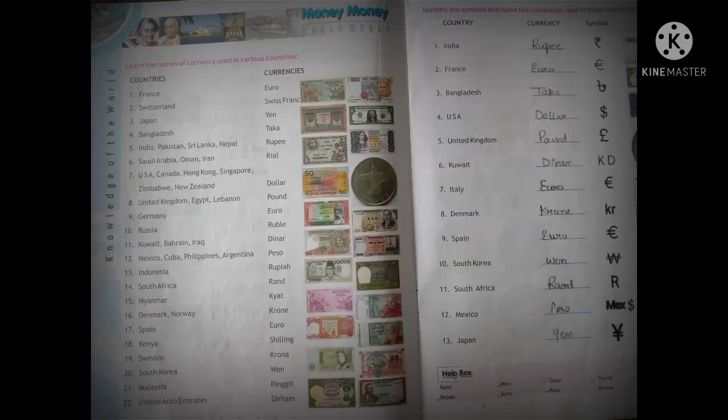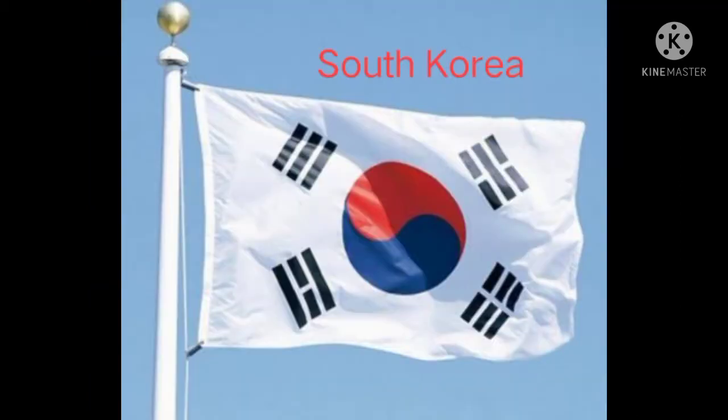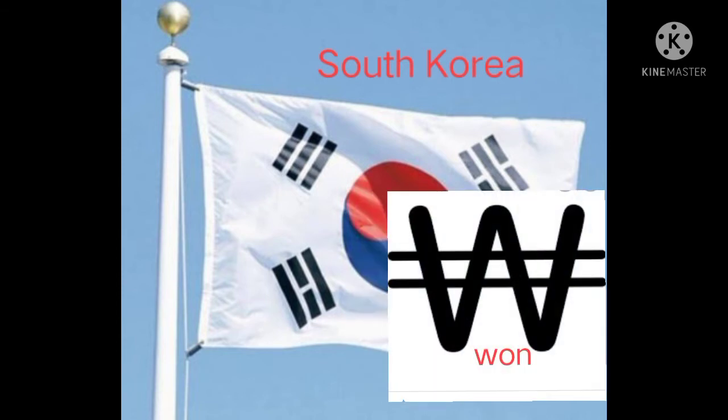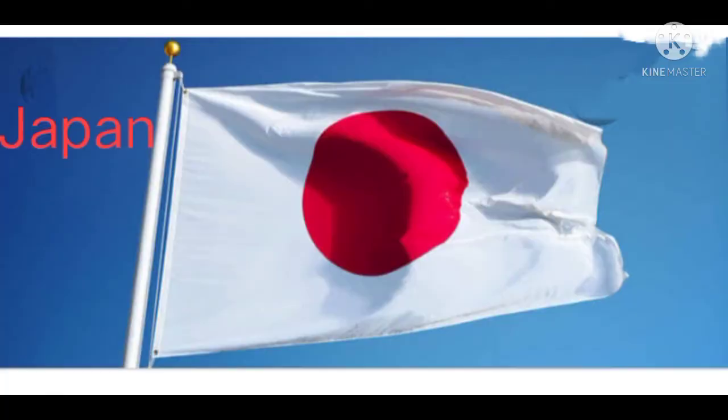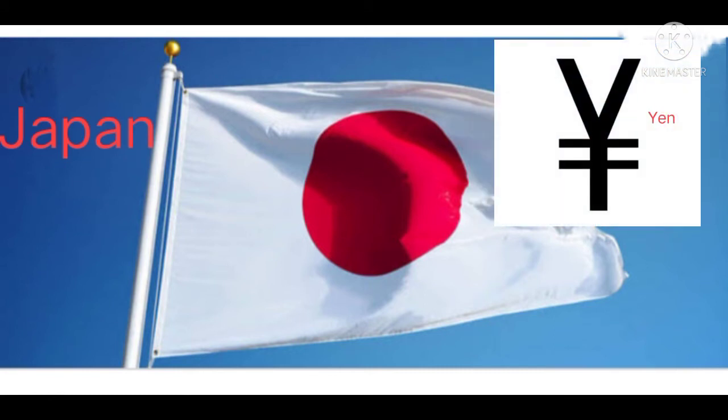So students, here is the topic money given at page number 24 in your GK book. Now here you can see the flag of South Korea, and the currency of South Korea is won, and the symbol is given here. Okay, the next is Japan, and the currency of Japan is yen. Here you can see the symbol of yen. Okay, the flag and the symbol of yen I have shown here.